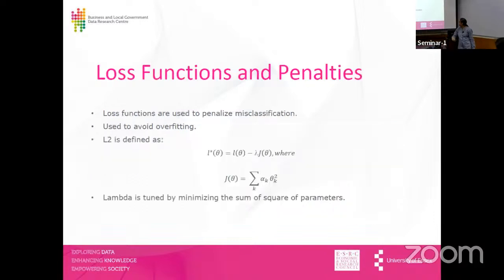And what is this L2 penalty? L2 penalty is basically you are trying to minimize this. You are tuning the parameter lambda where your J(theta), the penalty function, is the sum of alpha_k theta squared. What is your alpha_k? You may call it beta, whatever the coefficients. So you're trying to minimize the sum of alpha_k, or beta, whatever you may call it, theta squared. And on the basis of that, you are estimating this lambda.